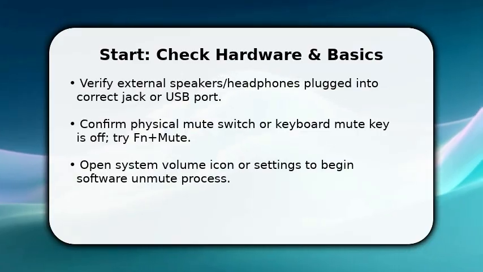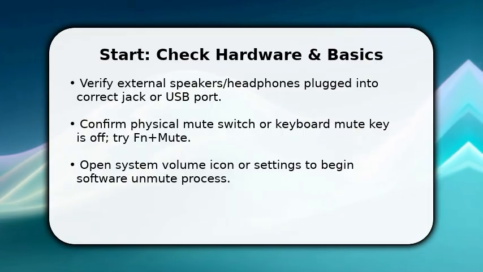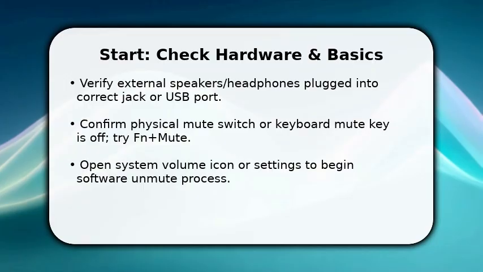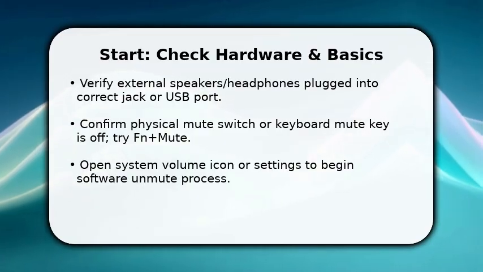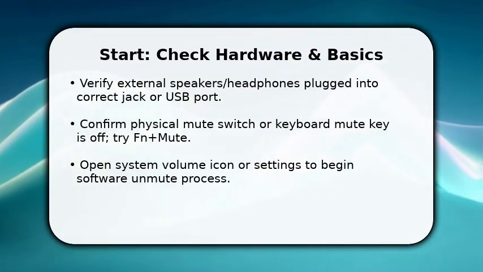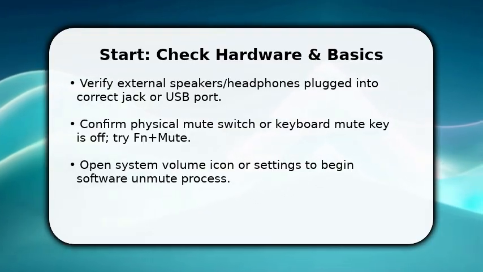You begin by removing obvious hardware barriers. Unplug and replug headphones or USB audio, then make sure any physical mute switch and the keyboard mute key are off. Once done, click the taskbar volume icon or open sound settings to start software troubleshooting. You do this because hardware mute overrides software. Resolving physical issues first saves time.